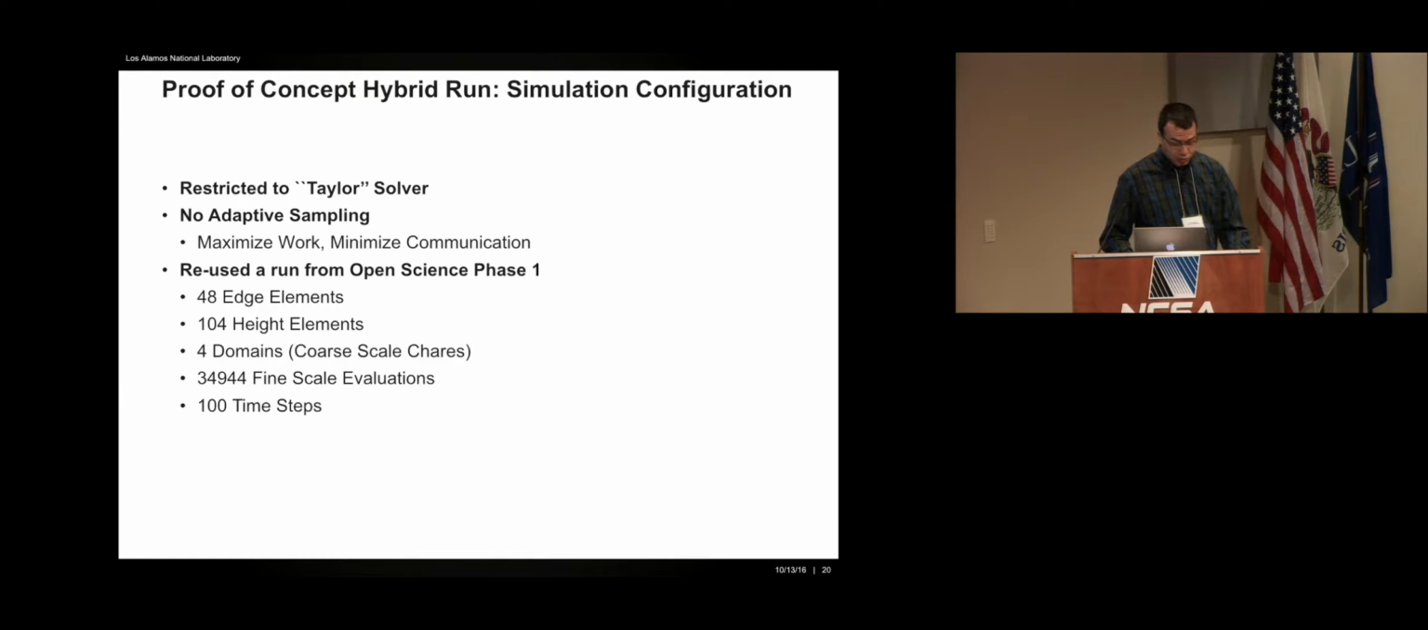I'd say the pertinent portions are we have 4 domains which correspond to the 4 coarse scale chars, and we have 34,944 fine scale evaluations per time step and 100 time steps. Before I show the timing results, I just want to remind everyone this is very early work. It may not be indicative. We're still working on actually making it better.